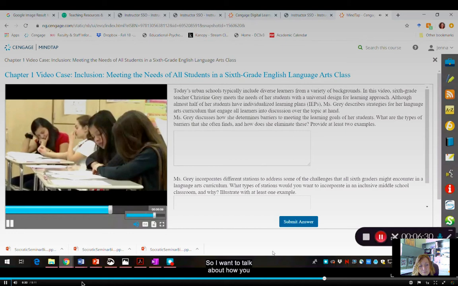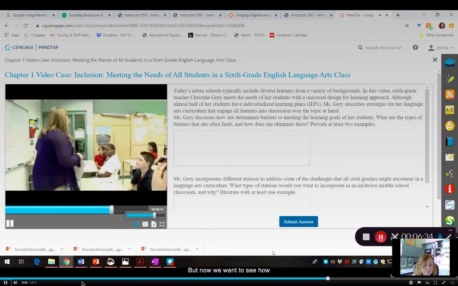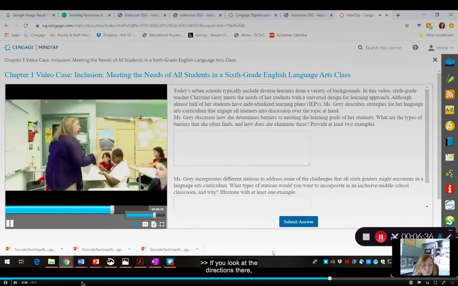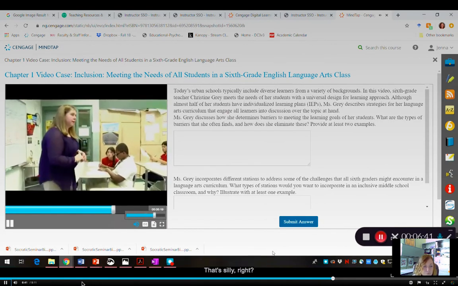So I want to talk about how you fill it out in your chart. Verbally, you're explaining things to me, but now we want to see how we write it down on the chart. If you look at the directions there, you don't have to waste your energy writing the entire book. That's kind of silly, right?